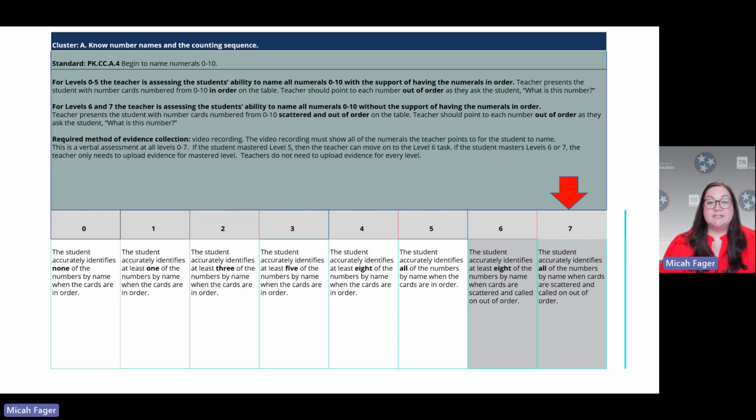So levels 6 and 7 have the number cards scattered over the table, and the student is able to identify those numbers. If the student is able to be successful at levels 6 and 7, then the teacher does not need to upload evidence of being successful at levels 0 through 5.